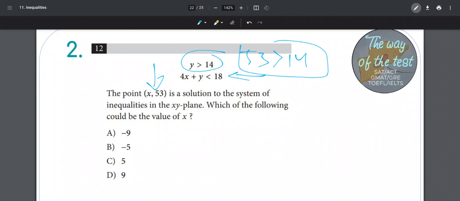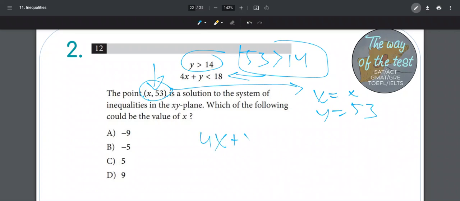So when I see the point x comma 53, this reads as x equals x and y equals 53. So these are the values I'm going to take. So I'm going to plug it in the second inequality. 4x plus 53 is less than 18. Again, I'm looking for x. So I have 4x is less than 18 minus 53.